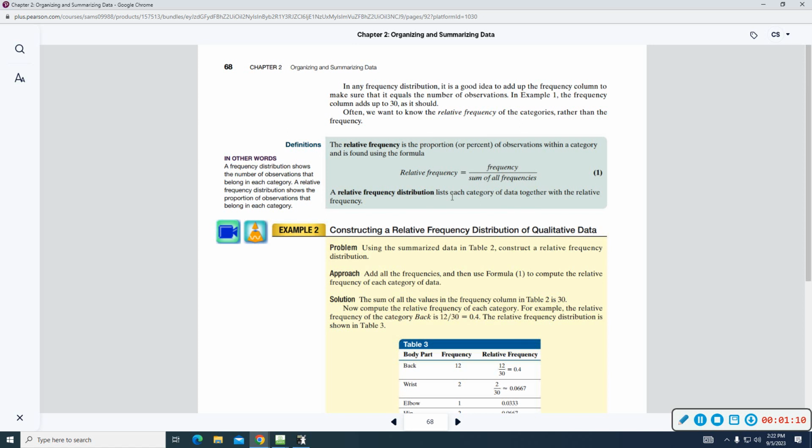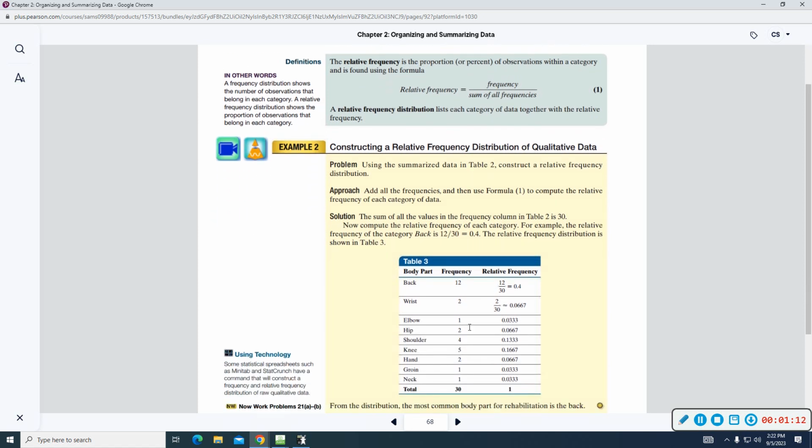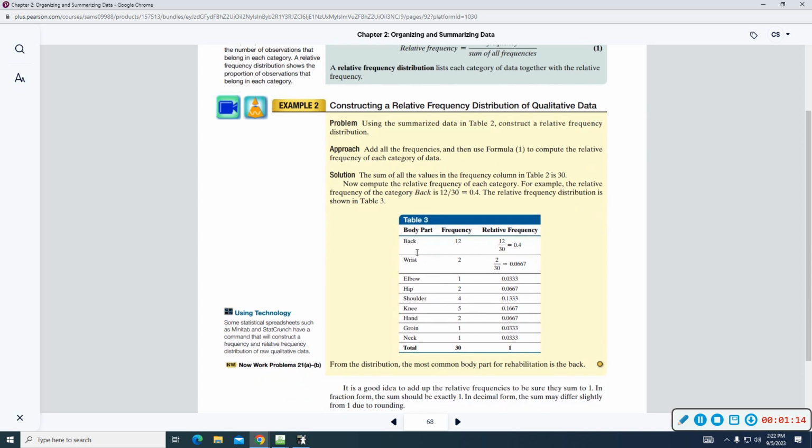Relative frequency distribution, they give an example of one below. So if they use the body parts, there was 30 total. If you take each category in relation to the total, you get a percentage or a decimal. And if you add up all of those relative frequencies, you should get a total of 1, or 100%. So this would be a relative frequency distribution right here.